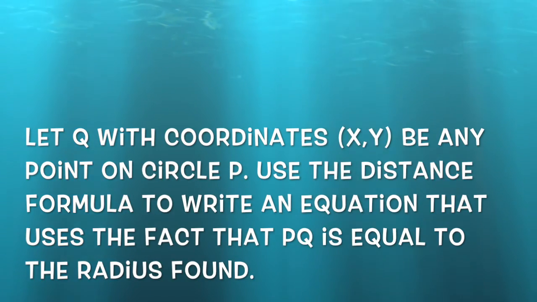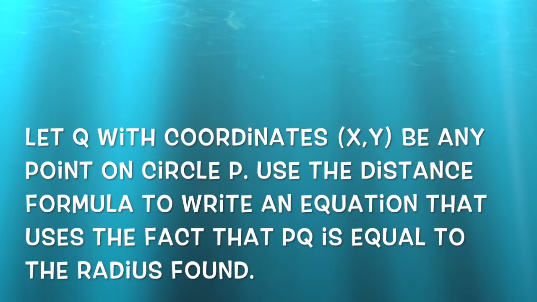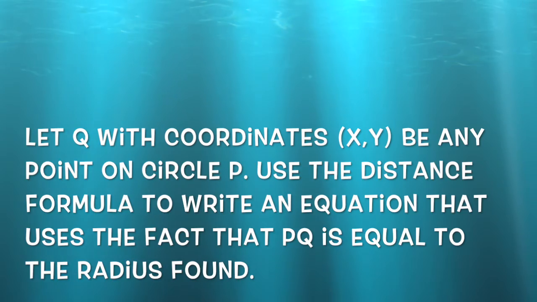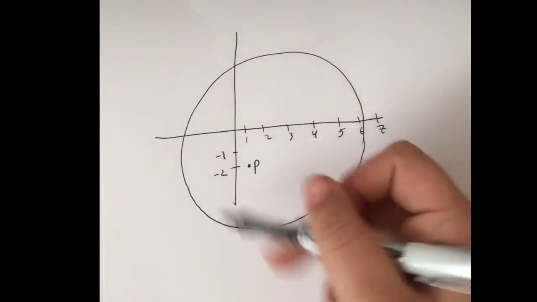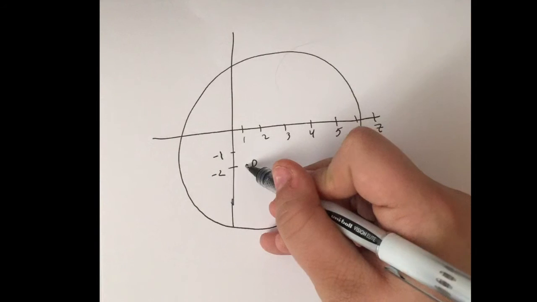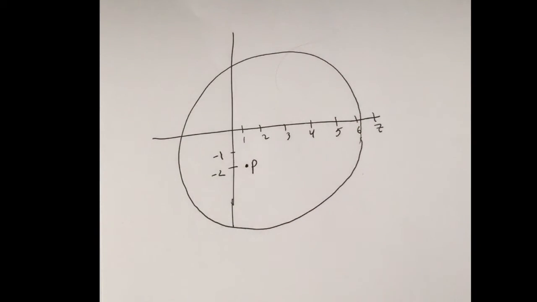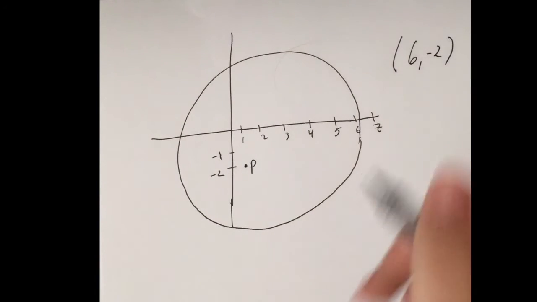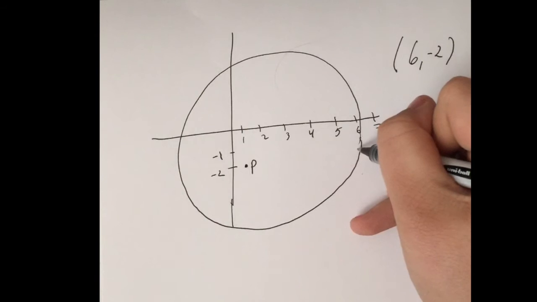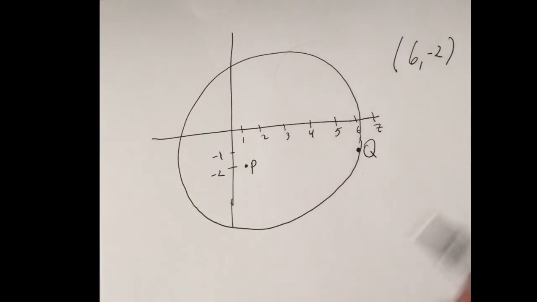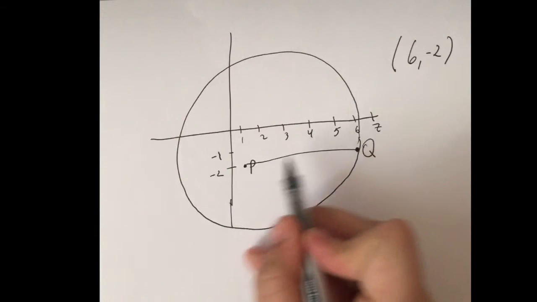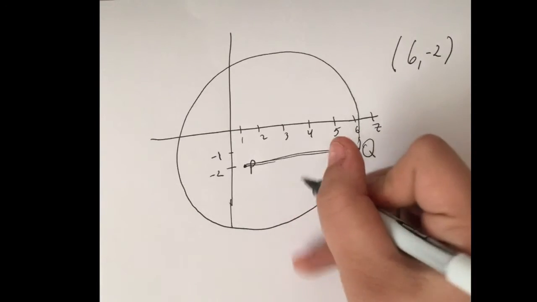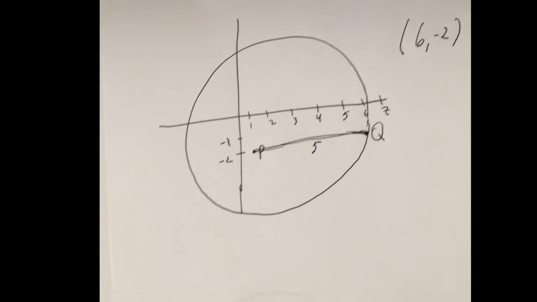Let Q with coordinates x, y be any point on the circle P. Use the distance formula to write an equation that uses the fact that PQ is equal to the radius you found above. This is the circle P. That's your center. P is your center. And I'm going to choose a random point to be Q. Let's say (6, -2). That's going to be my Q. So this serves as your radius. And you have to prove that this, your radius, is equal to 5 using the distance formula.